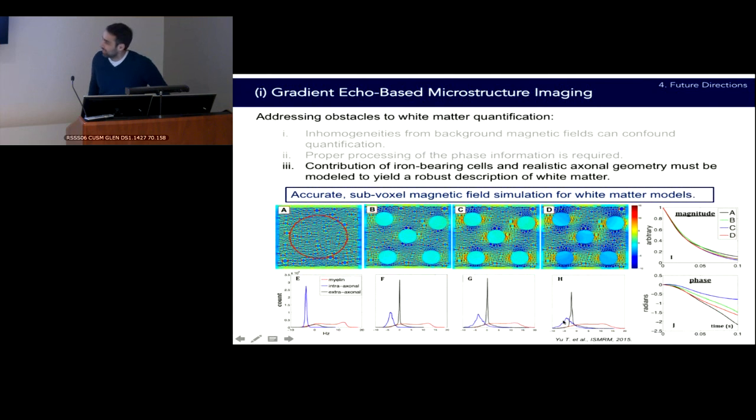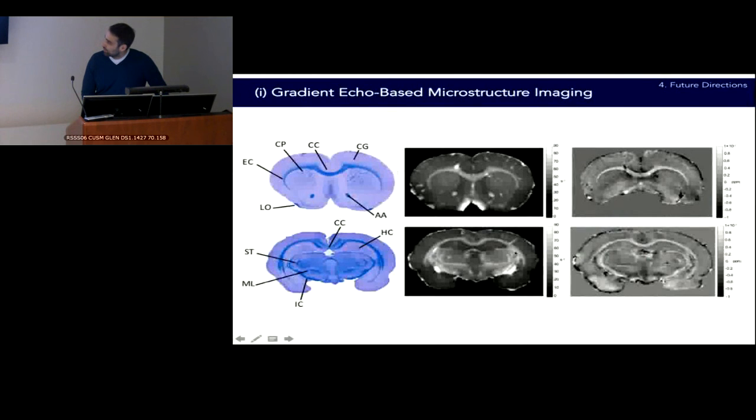It requires very high SNR and a large number of echoes, but we're trying to do this to create spatially resolved maps of microstructure. In these cases, this is just a scalar R2 star in susceptibility and myelin, but we're trying to extract the microscopic features of the myelin histology just based on the MRI data.